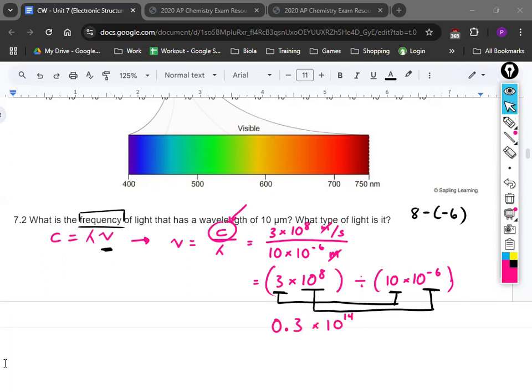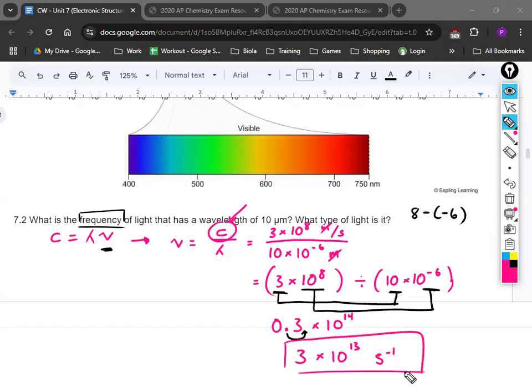All right, now we're not done yet because we need to do this in scientific notation, right? And so what we have to do is move the decimal one time to the right, okay, to turn this into 3. But if we move the decimal one time to the right, we need to change the exponent. Okay, so the value is going to go up, wait, sorry, it's going to go down, my bad. The value is going to go down, and it's going to be 10 to the power of 13. And the unit of measurement is going to be per second. Okay, sorry about that, guys.